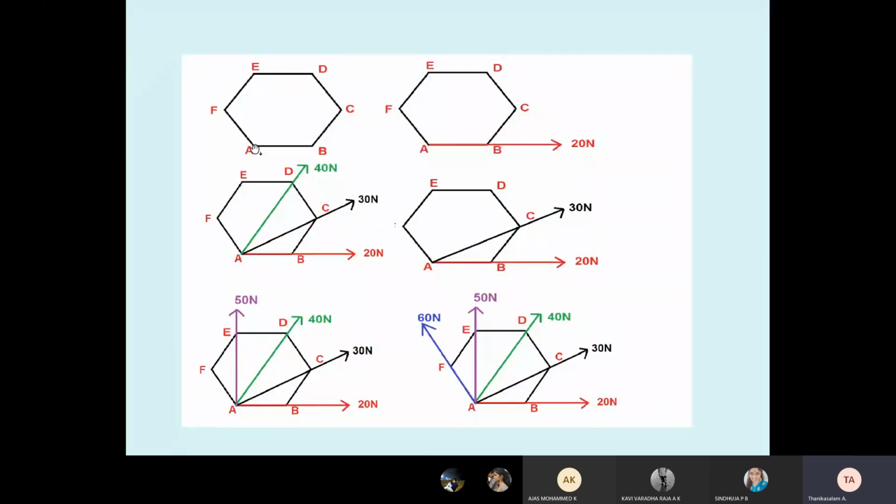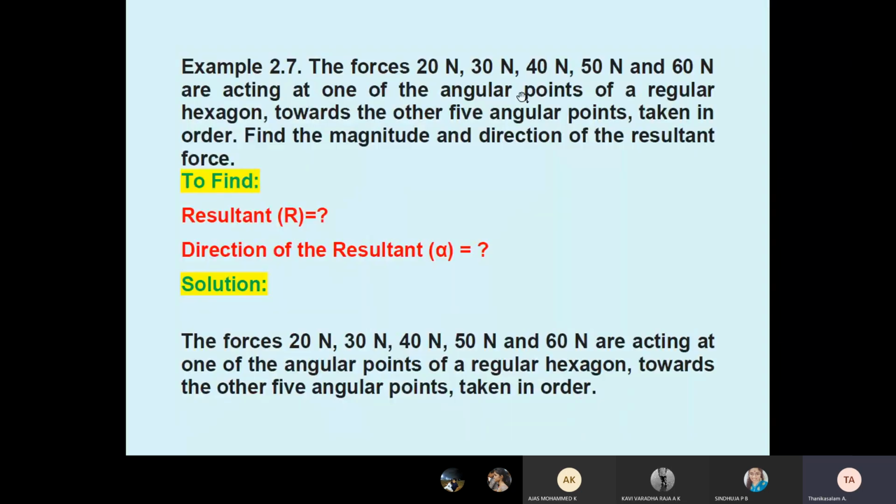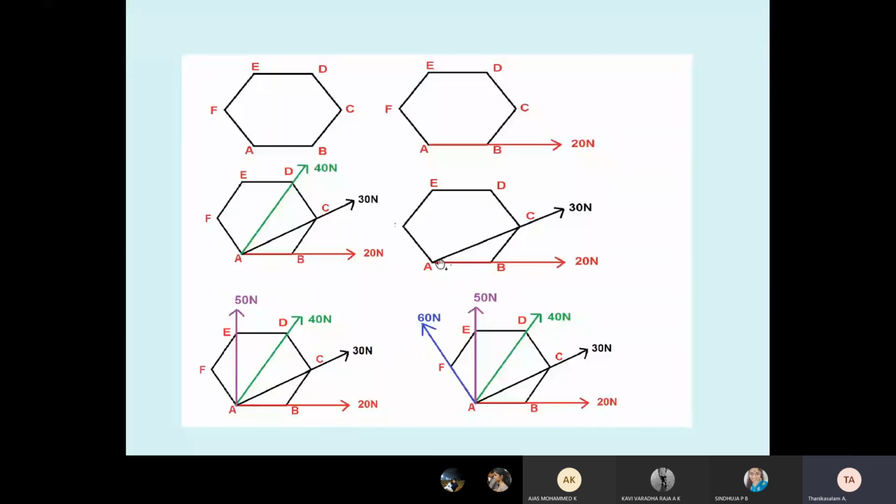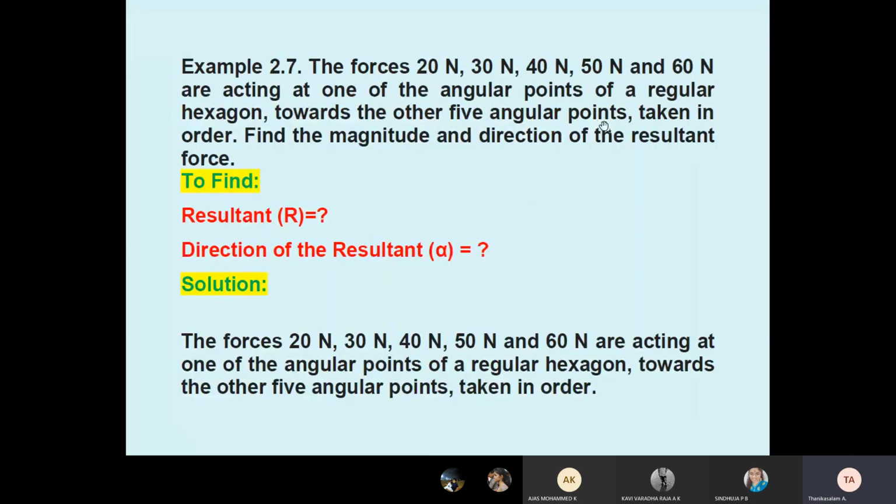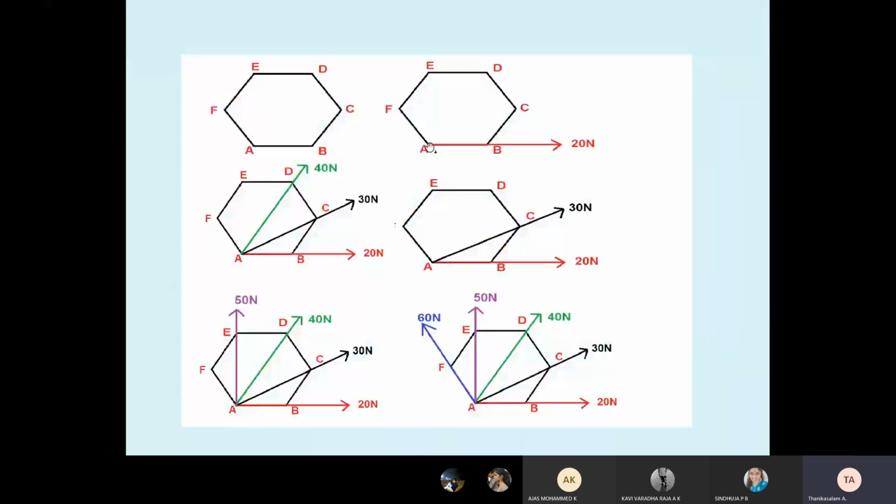Generally, we draw any axis along the positive x direction, therefore I have chosen point A, the starting point. In any diagram we start with A or O. So from point A goes the 20 Newton. As per the statement, one of the angular points of the regular hexagon towards the other angular points, so I have chosen the first point A.